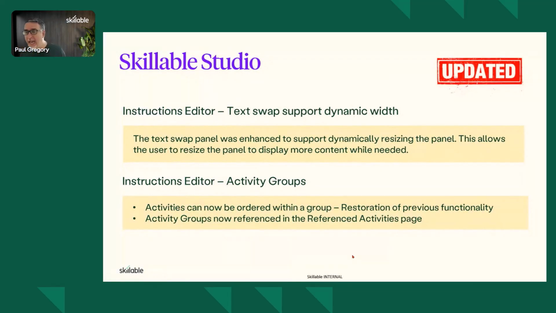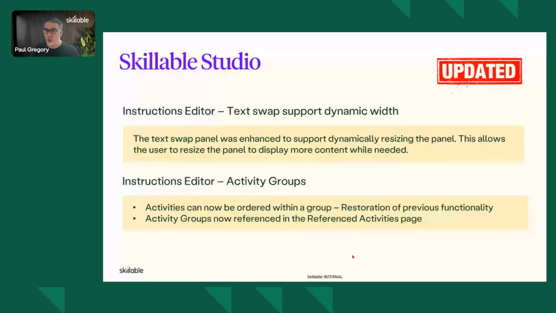Activity groups. This is really to add some functionality that was lost when we brought in the new editor. We'll look at activity groups later on. In the old editor, if you had a group and you had multiple activities in it, you could move them up and down and change the order. That ordering got removed when we built the new user interface. So that functionality has just been restored.